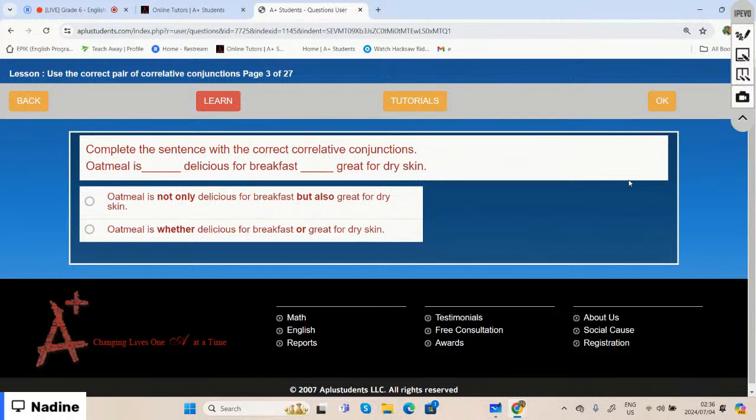Oatmeal is, do we say oatmeal is not only delicious breakfast but also great for dry skin? Or do we say oatmeal is whether delicious or breakfast or great for dry skin? All right, so we can say oatmeal is not only delicious for breakfast but also great for dry skin.